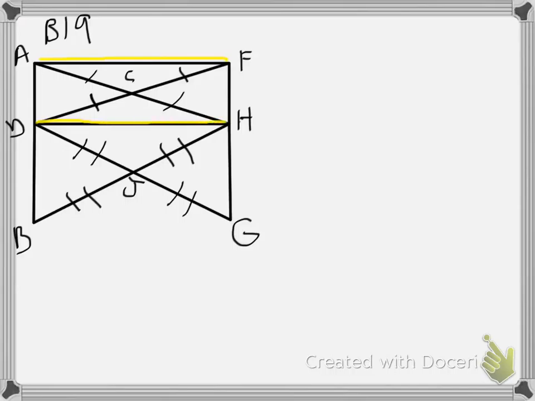But if you do a little bit of thinking, this and this are vertical angles, and now the triangle ACF is congruent to the triangle DCH by SAS. So we've got this side matching up with this side matching up with this side. Okay, and then you've got the angle, so that's SAS.